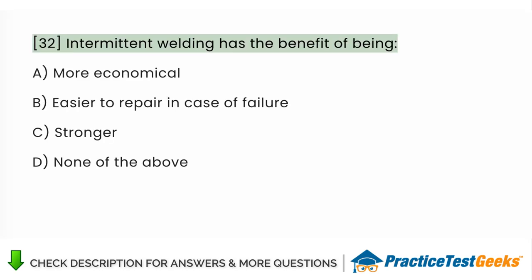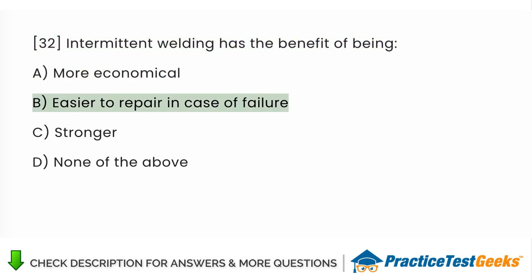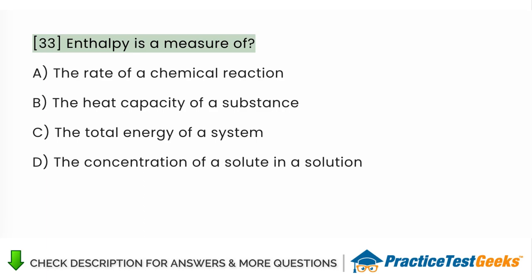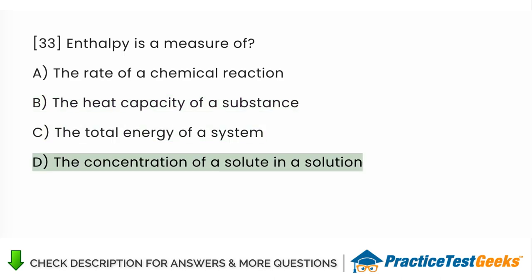Intermittent welding has the benefit of being: A. More economical. B. Easier to repair in case of failure. C. Stronger. D. None of the above. Enthalpy is a measure of: A. The rate of a chemical reaction. B. The heat capacity of a substance. C. The total energy of a system. D. The concentration of a solute in a solution.